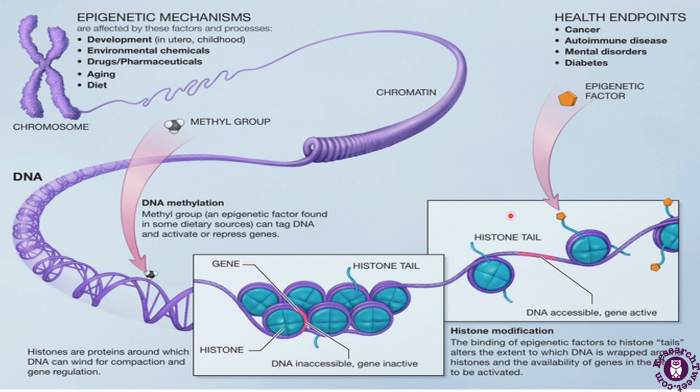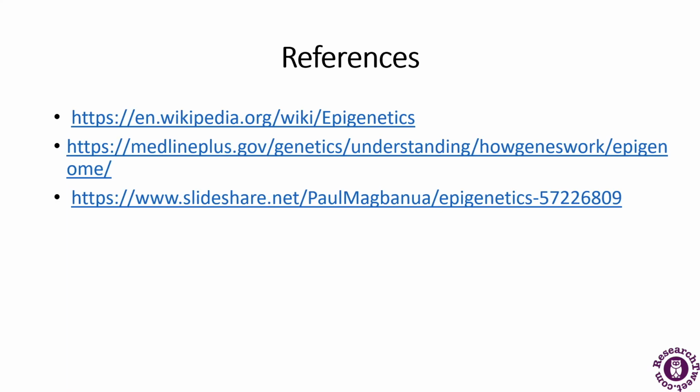Next, in the histone tail, this is an epigenetic factor which is there. Health endpoints: cancer, autoimmune diseases, mental disorders, and diabetes. These are some of the health endpoints of the epigenetic mechanism. So this was all about epigenetics. These are some of the references.